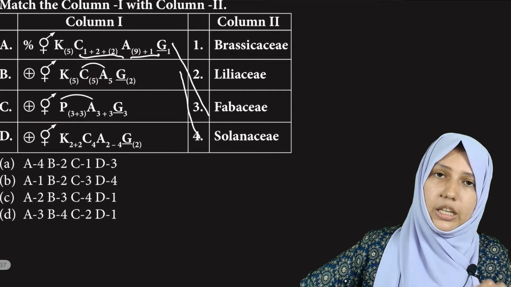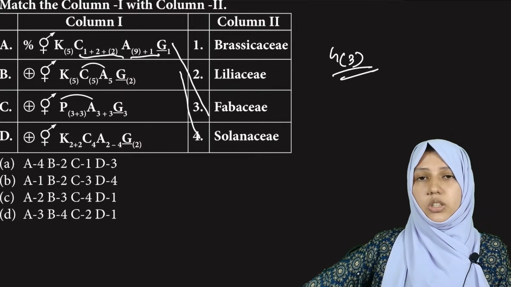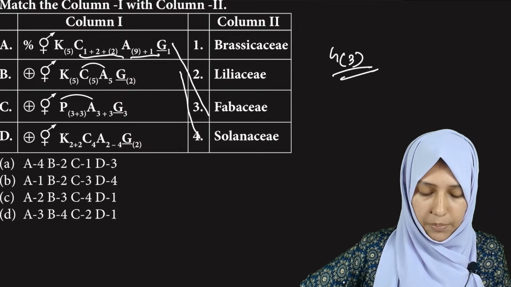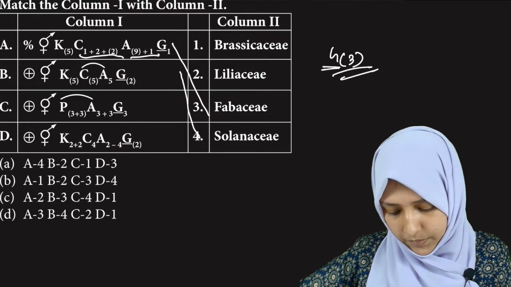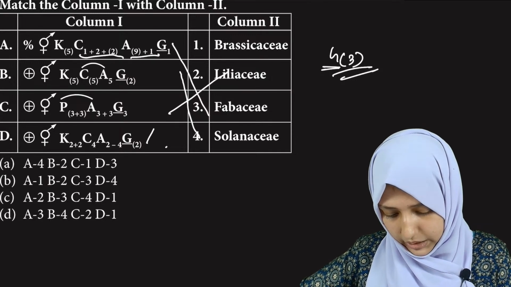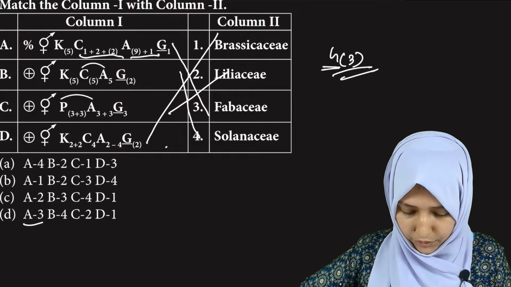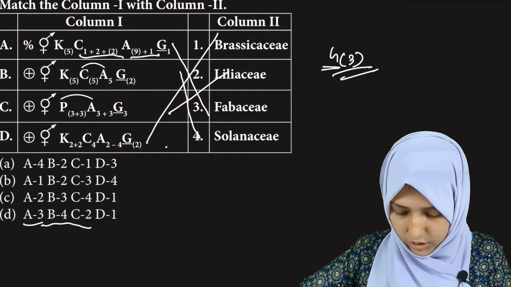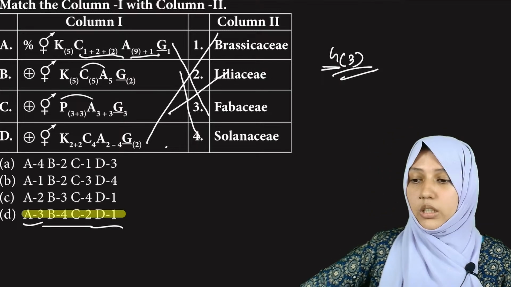And Liliaceae, you just have to remember its gynoecium number is 3, and that 3 will be fused. The number of carpels will be 3, and it will be superior and fused. So Liliaceae, and the other remaining one is Brassicaceae. So option A for 3, and B for 4, C2 and D1. So option D is the right answer. Clear?